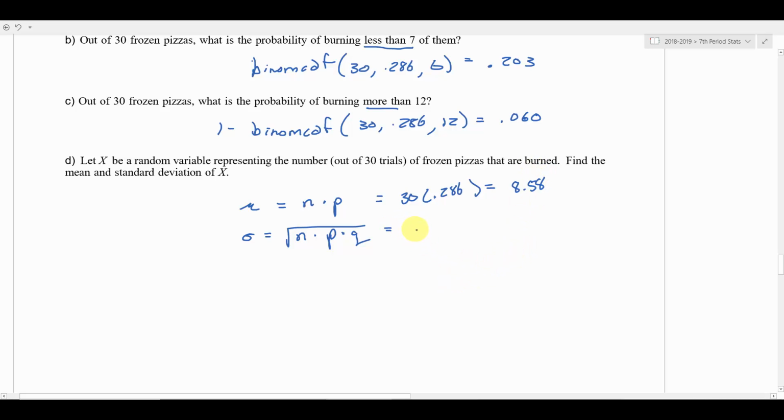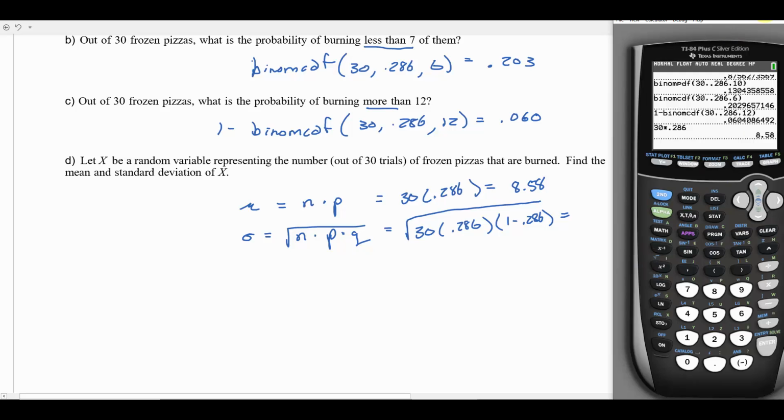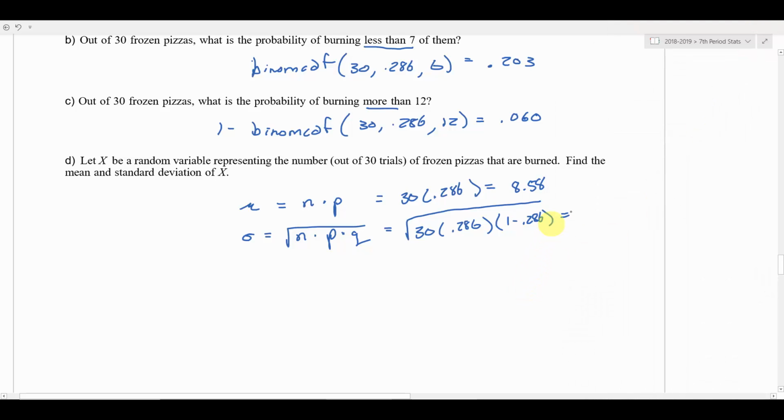So this is going to be 30 times 0.286 times 1 minus 0.286. And that's all going to be inside of a square root. And we can go to our calculator and calculate that. I'll save you the key presses here. If you do it correctly, you should get 2.475. So you would expect to burn about 8.5 pizzas, and a typical deviation away from that 8.5 is about 2.5 pizzas. All right, so there you go.